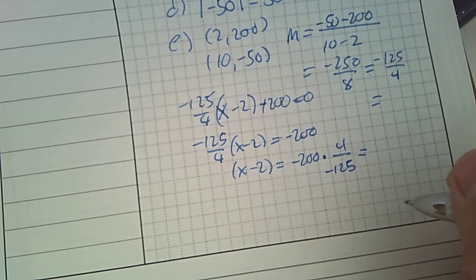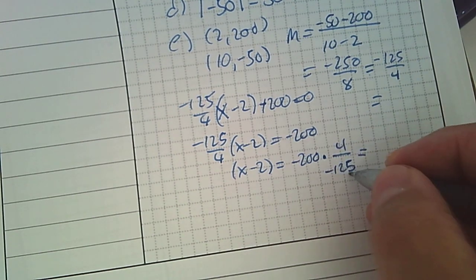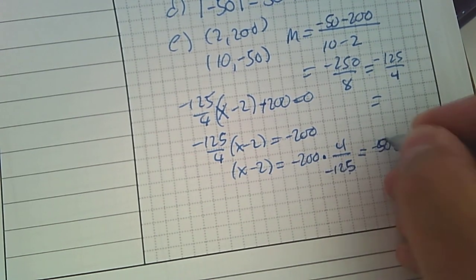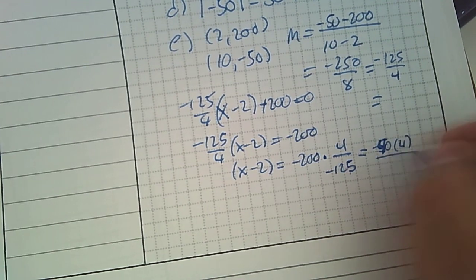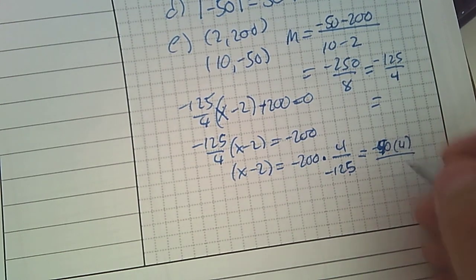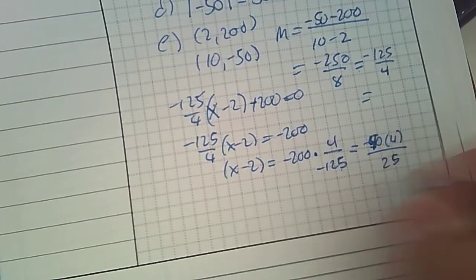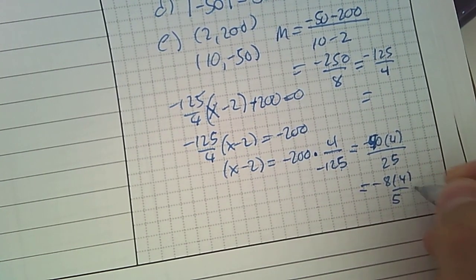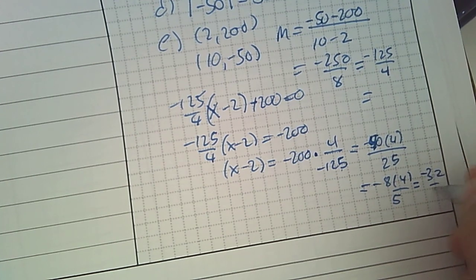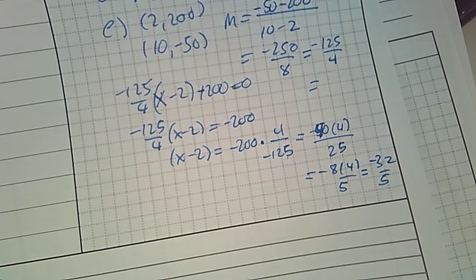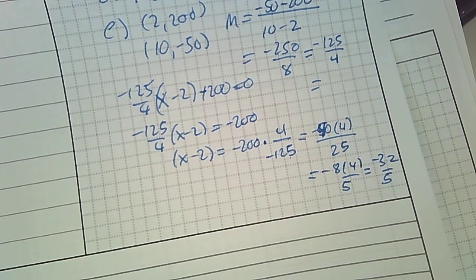So if I simplified this, definitely 5 goes into both evenly. That's -50, 5. That's -40 times 4, 5. That is 25. 5 goes in again. That's -8. So I get -32 over 5 as an approximation. That's like 6 point something, right? Did I get that right? I made some mistake down here somewhere.